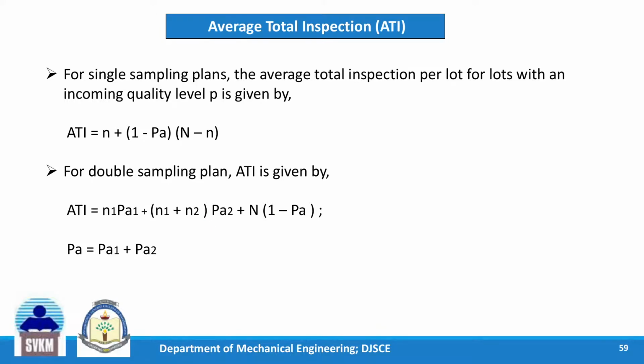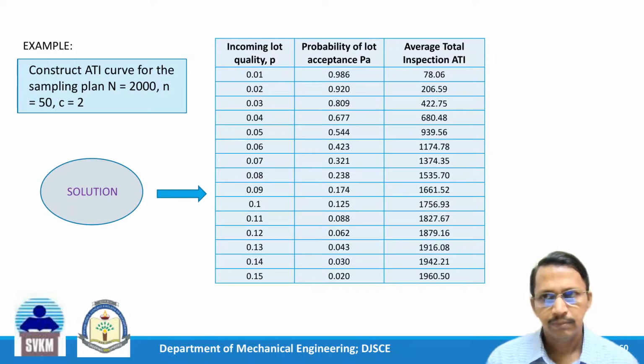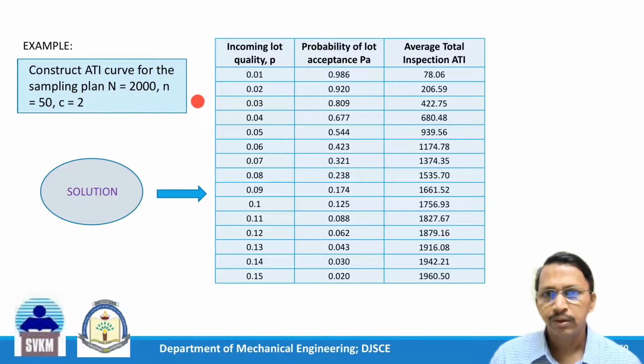Now we'll take one example on this ATI. Let us solve this example. You have to construct the average total inspection curve for the sampling plan capital N is equal to 2000 and small n is 50, acceptance number is 2. So how will you solve?